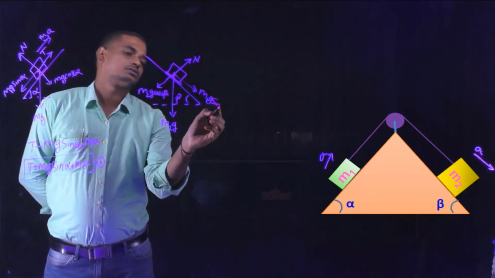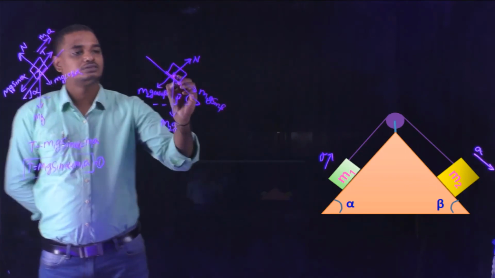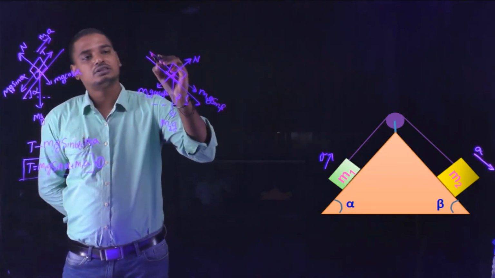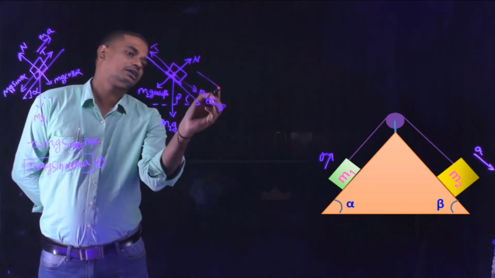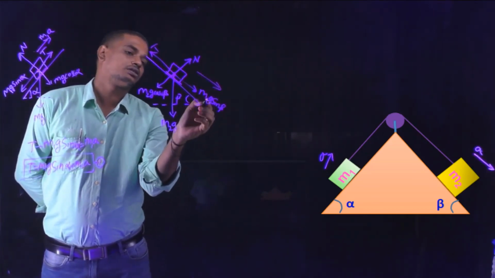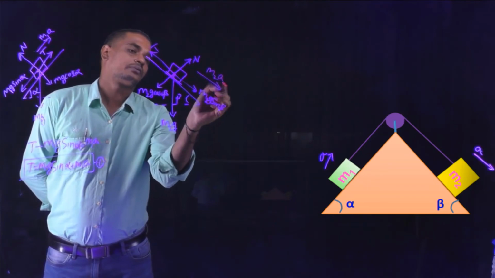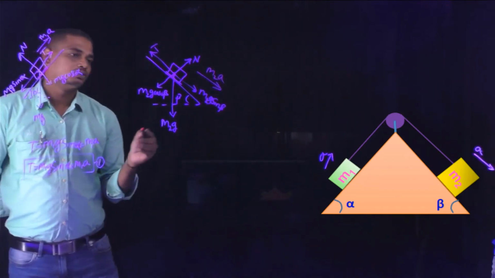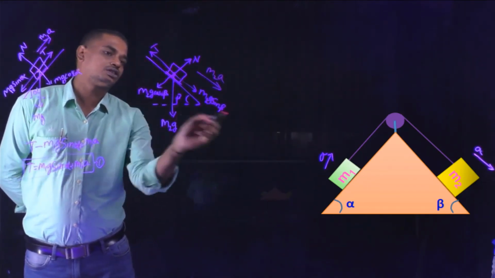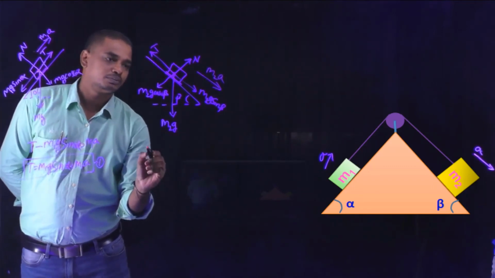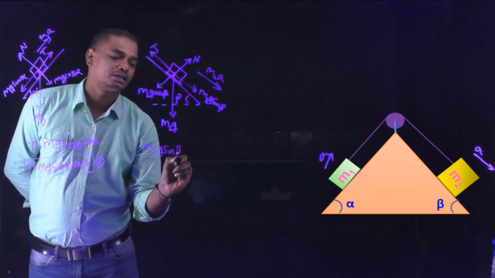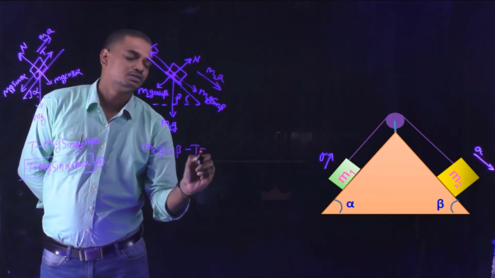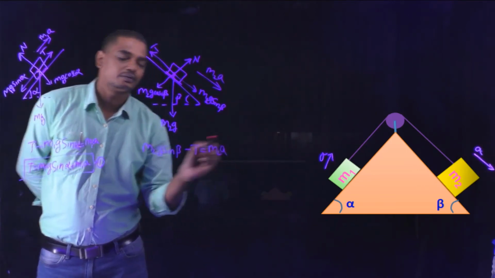m1g sin beta. As it is connected to a string, there is a tension in the string T, and as the block is moving downwards, there is a net acceleration in this direction. So that is m2a. Now, by writing the equations along this direction, it can be written as m2g sin beta minus T is equal to m2a.